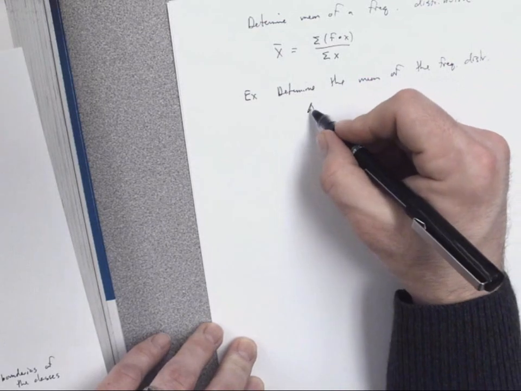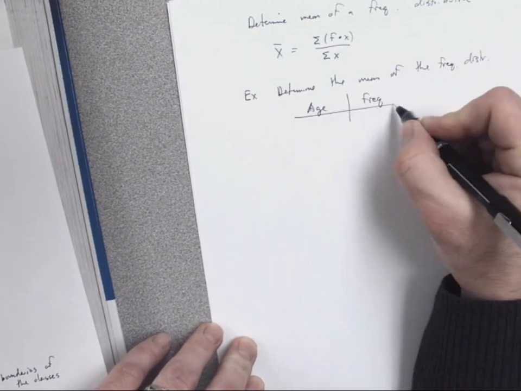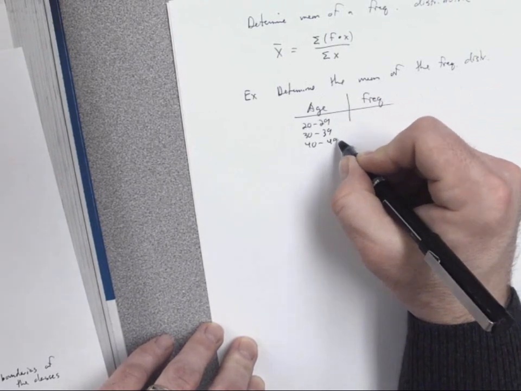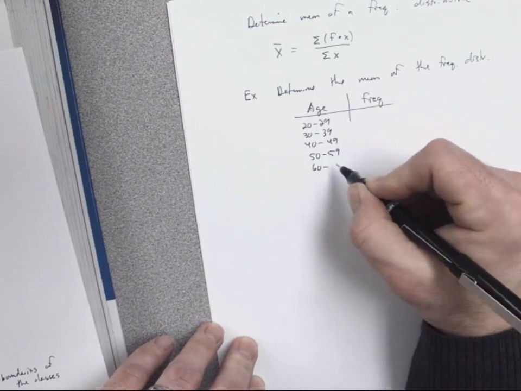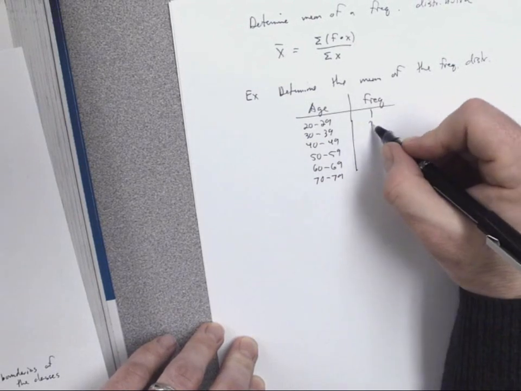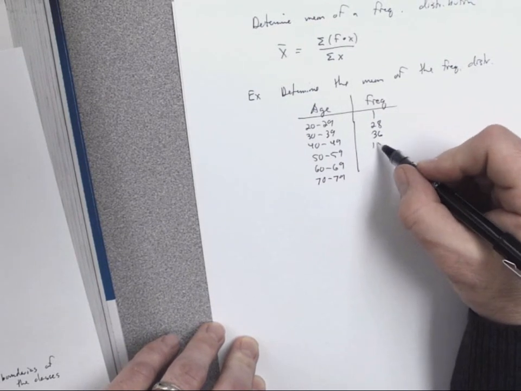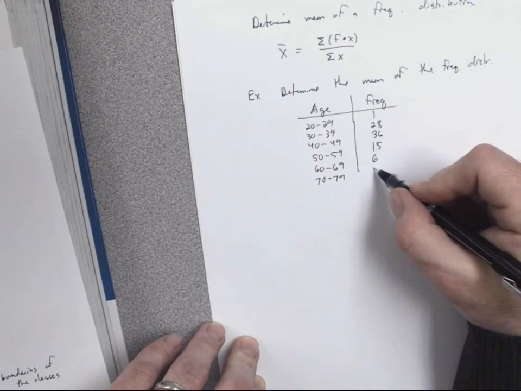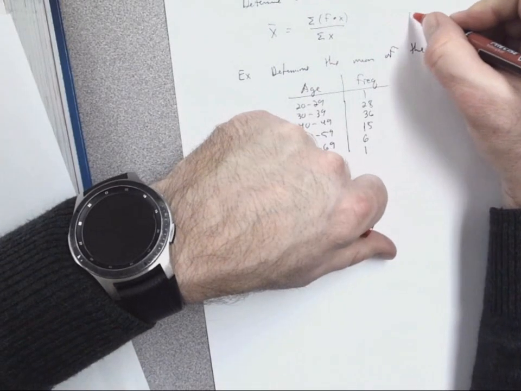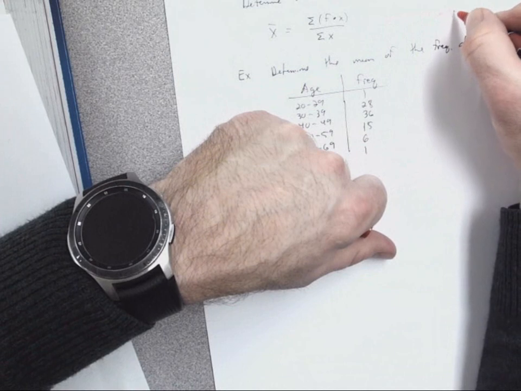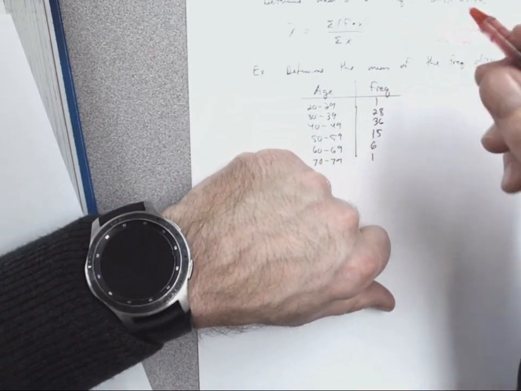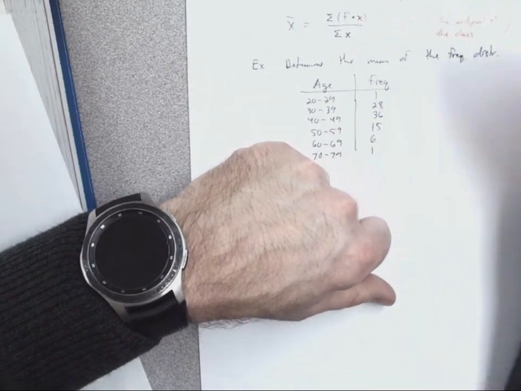So I have age of actor and then frequency. We had 20 through 29, 30 through 39, 40 through 49, 50 through 59, 60 through 69, and 70 through 79. And then the frequencies were 1, 28, 36, 15, 6, and 1. Now they should put a little disclaimer in here that in this case, x is the midpoint of the class. So when we see these x values, these represent the midpoints of the classes.